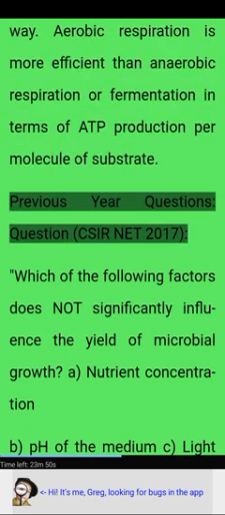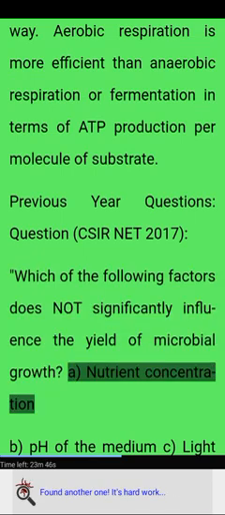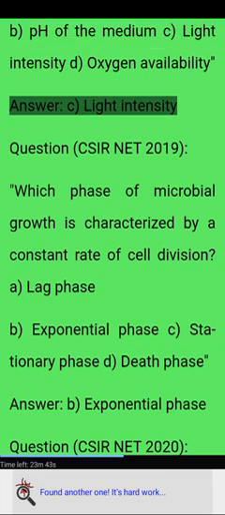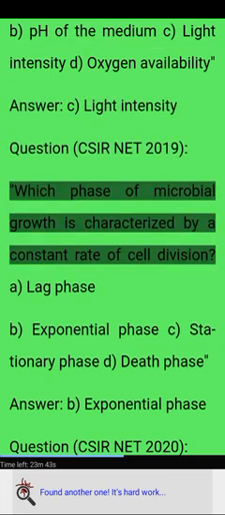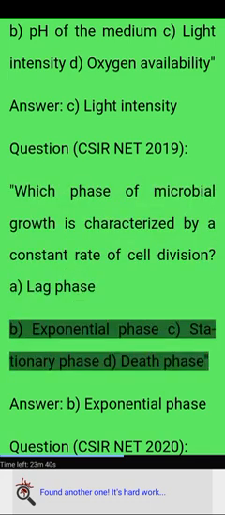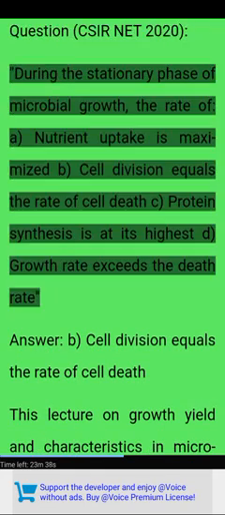Previous year questions. Question, CSIR NET 2017. Which of the following factors does not significantly influence the yield of microbial growth? A. Nutrient concentration. B. pH of the medium. C. Light intensity. D. Oxygen availability. Answer. C. Light intensity. Question, CSIR NET 2019. Which phase of microbial growth is characterized by a constant rate of cell division? A. Lag phase. B. Exponential phase. C. Stationary phase. D. Death phase. Answer. B. Exponential phase.